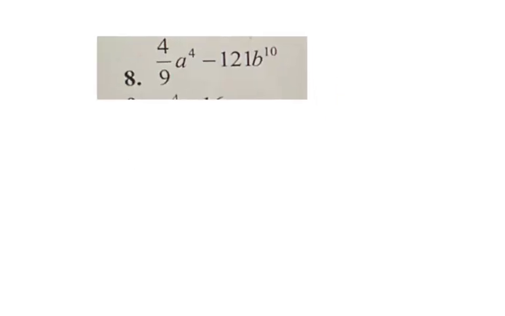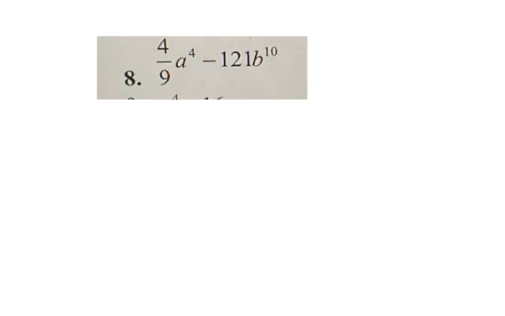All right, another one that was asked was number 8. So let's work on 8. So this is a difference of 2 terms. So are they all perfect squares? Well, let's look at the exponents first. A to the 4th, that's even, so that's a perfect square. B to the 10th is even, so that's a perfect square. So we're good with the variables and the exponents. 121 is a perfect square. It's 11 times 11. What about 4/9?